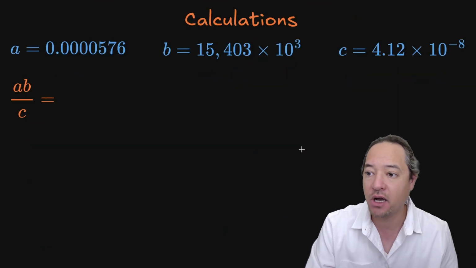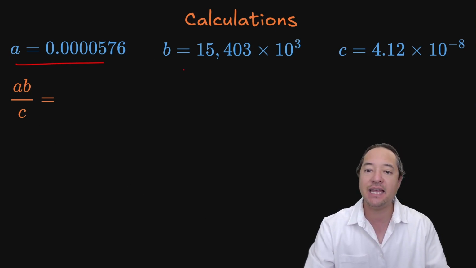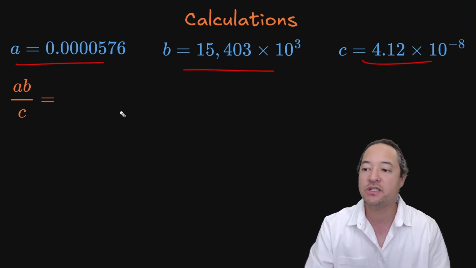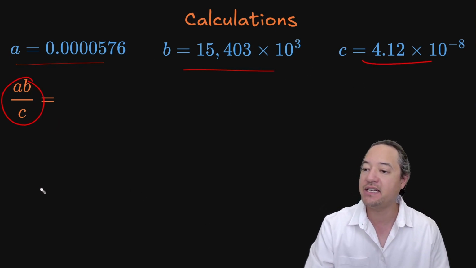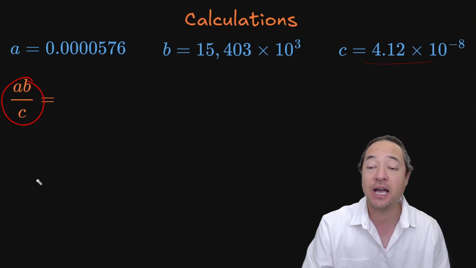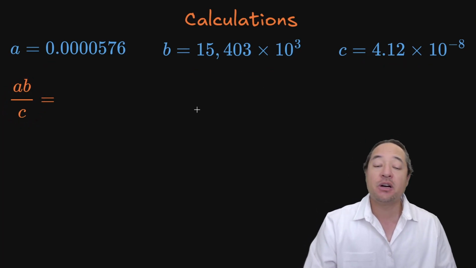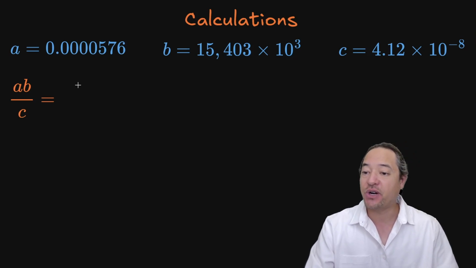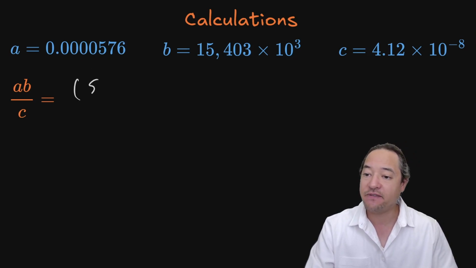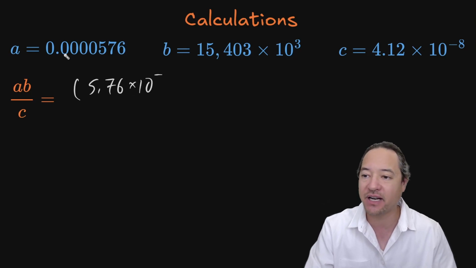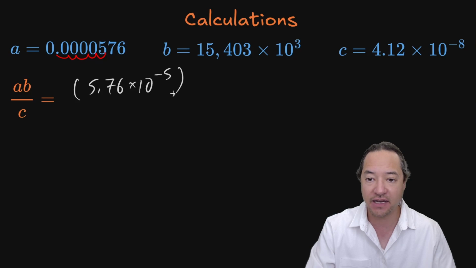All right, so here are 3 numbers. We've got an A, a B, and a C, and we want to multiply A times B and then divide by C. Okay, so how do we do that? Well, I'm going to write each number in scientific notation first. For A, that's the same as 5.76 times 10 to the negative something, right? So this is going to be 1, 2, 3, 4, 5. 10 to the negative 5.